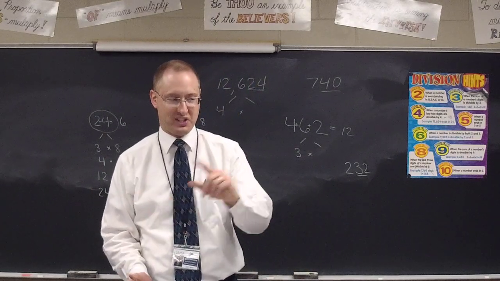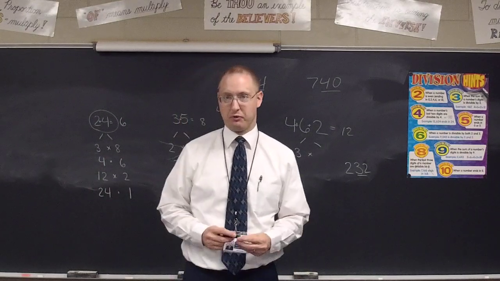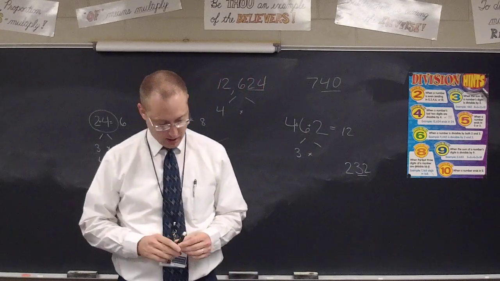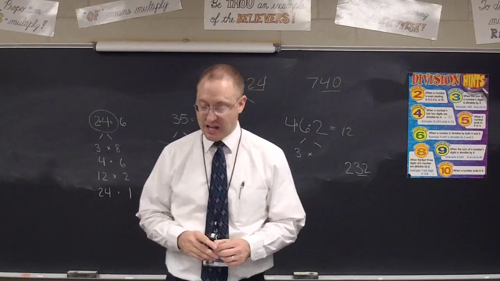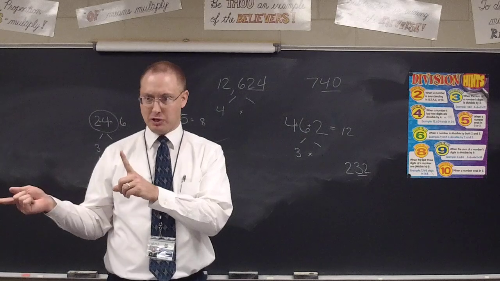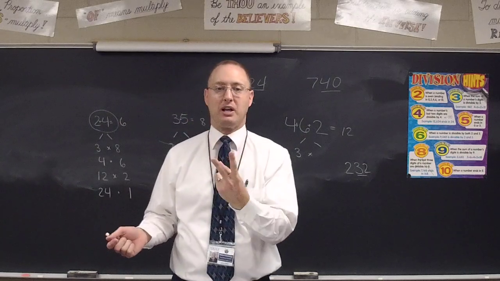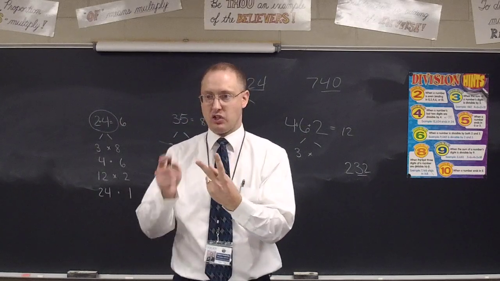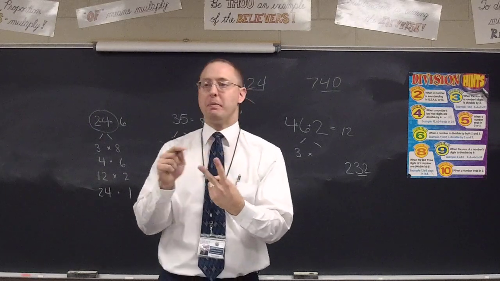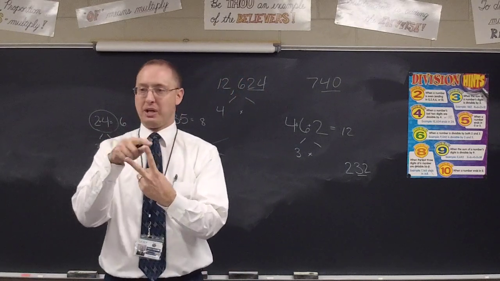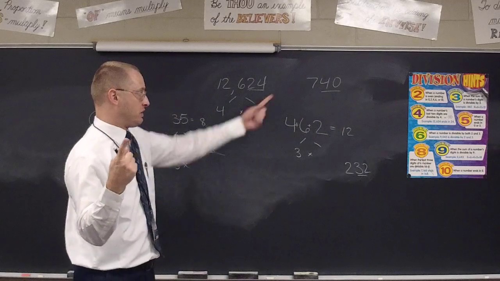Put a star next to the rule for 6, class. And Griffin, read the rule for 6. The number is even and divisible by 3. If it's even, meaning it's divisible by 2, and it's divisible by 3, because what is a 6? A 6 is a 2 times 3, right? So to be divisible by 6, both 2 and 3 have to work. So if it's even, it's divisible by 2.